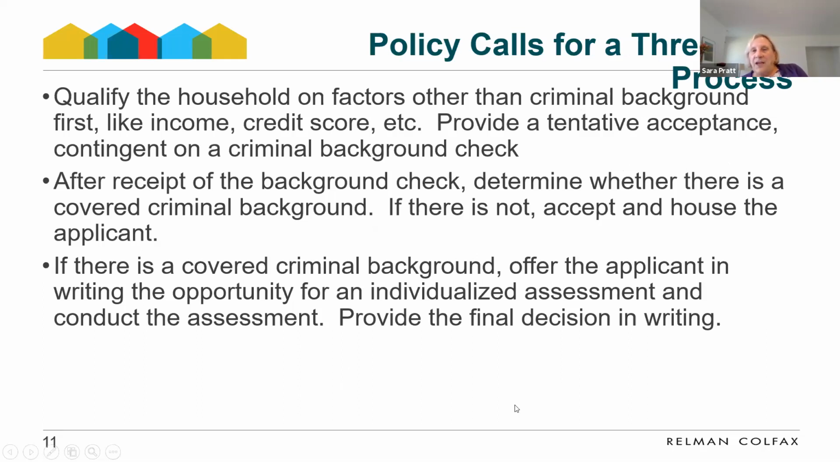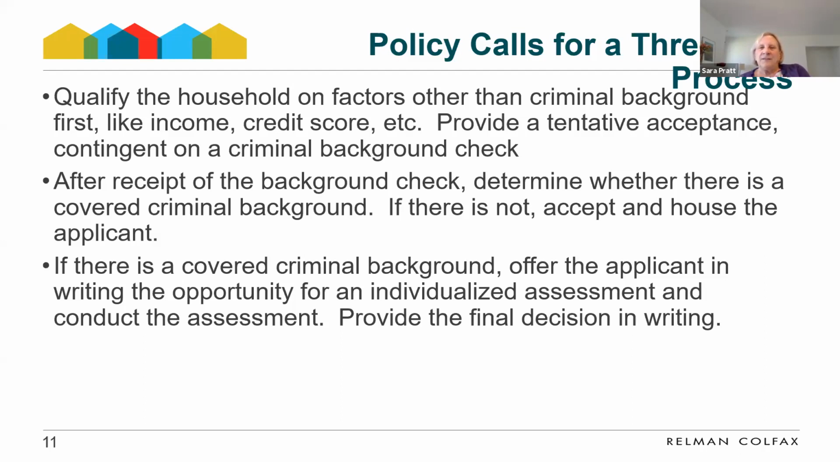So we settled this case using a policy that has 3 simple steps. The first thing is you qualify the household based on income and credit score, whatever the criteria are that you use routinely. And that is to avoid having to look at the criminal background for everybody. If you're going to reject somebody because they're not making enough money, you can stop there, right? Or they don't have a high enough income to afford your apartment, you can stop. So qualify the household on factors of income, credit score, if you use credit score, or any other criteria.